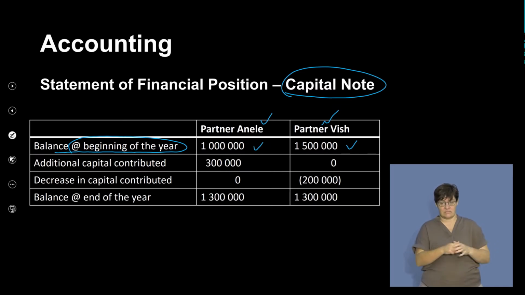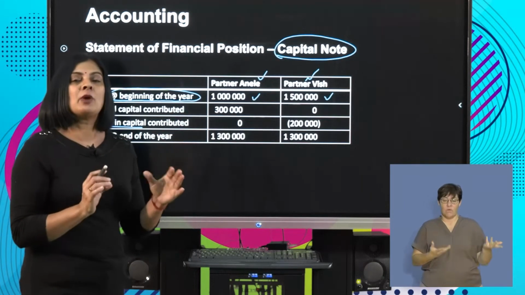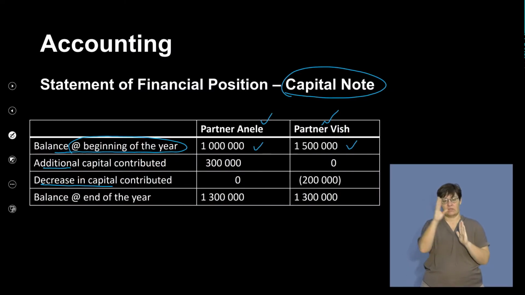Then looking further, what was the additional capital each partner contributed, or was there a decrease in capital contributed? Now remember, they could be both. Partners could increase their capital, additional capital, as well as decrease their capital during the financial year. So this is now reflected in the note. In the example, Anele contributed an additional 300,000, while partner Vish decreased his contribution, hence the brackets to show that capital is now decreasing. He decreased his capital by 200,000. So as you can see, this is reflected in the note.